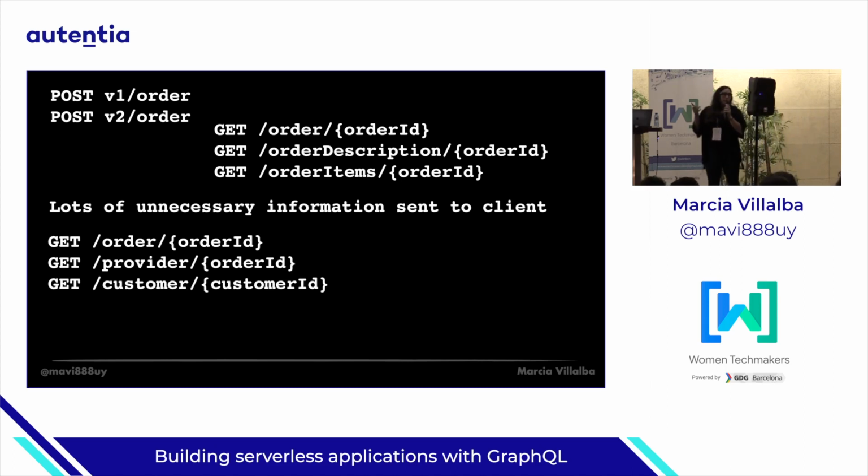Also, sometimes as a consumer, you need to call 3-4 times to populate all your views. So you need to get the order, then you need to get the provider, then you need to get the customer, for example. And that's only to populate one view on your screen. And that's three HTTP calls, three calls to the server, three waits, three responses, and maybe you're getting a lot of information you don't want.